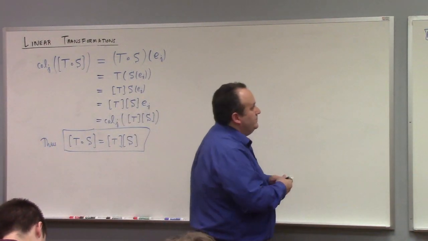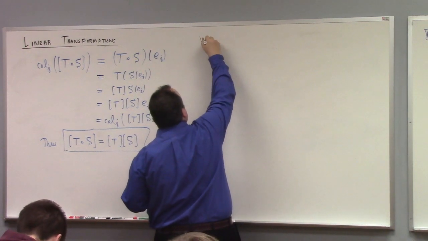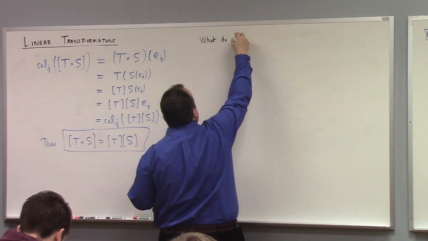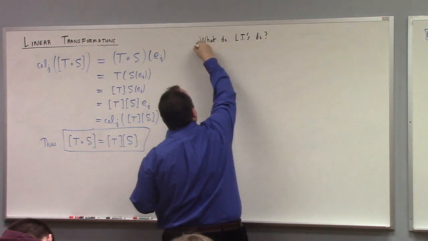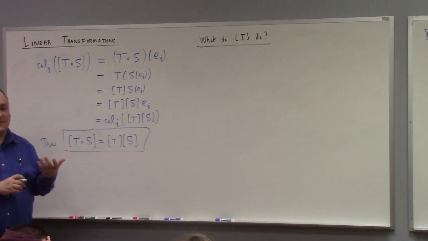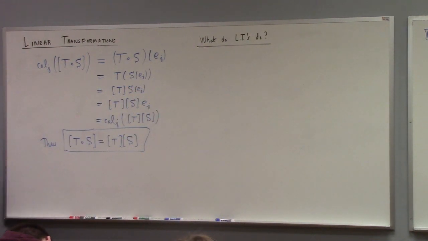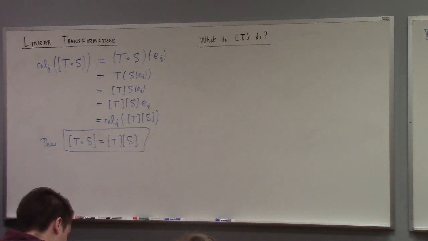All right, so next up here, what do linear transformations do exactly, right? Like, how should we understand a linear transformation? It's easy enough to figure out whether or not a given formula is a linear transformation, right? But what does a linear transformation actually do to vectors in the plane or in space? Like, how do we understand the action of a linear transformation? Is there something we can say about it?